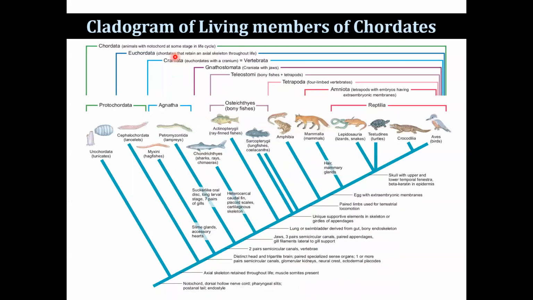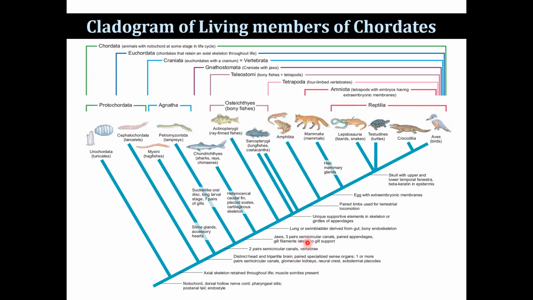And this is a cladogram, and you see here the Urochordata, which bears the notochord and the nerve cord in the free-swimming larval stage. Another feature is the axial skeleton, which is retained throughout life, and that differentiates the Urochordates from the rest of the chordates.